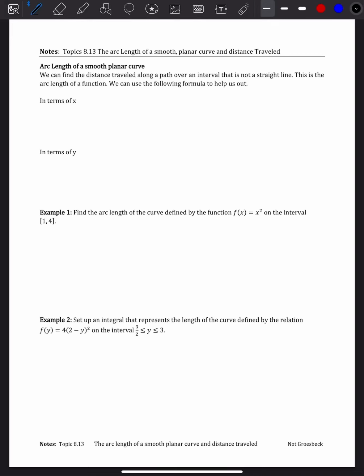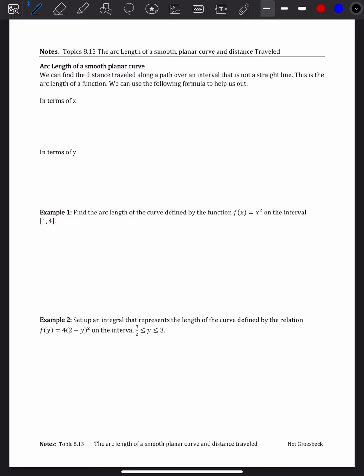Today we're going to be talking about the arc length of a smooth planar curve and distance traveled. So, arc length of a smooth planar curve. We can find the distance traveled along a path over an interval that's not a straight line. In order to do that, we are going to be using the following formula to help us out.